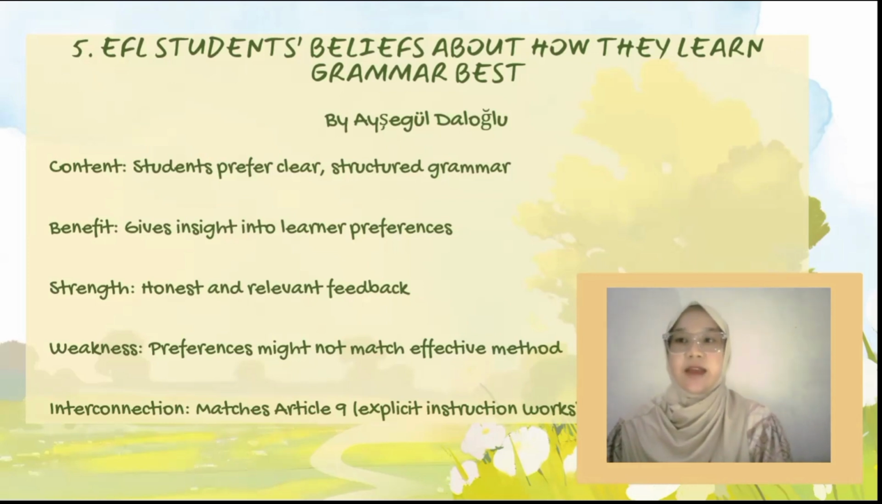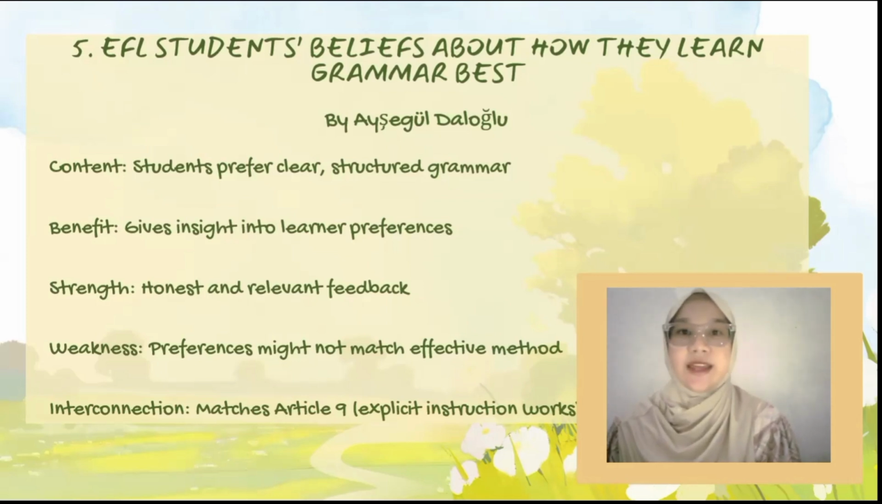And then the benefit of this article is that it gives voice to learners, which we sometimes forget, right? And its strength is that it's based on direct student feedback, which can guide teaching. But the weakness is that students' preferences don't always lead to the best long-term outcome. So this article connects strongly to Article 9, which also proves that explicit grammar teaching improves students' writing.